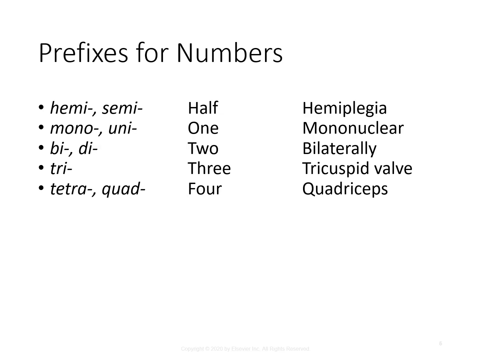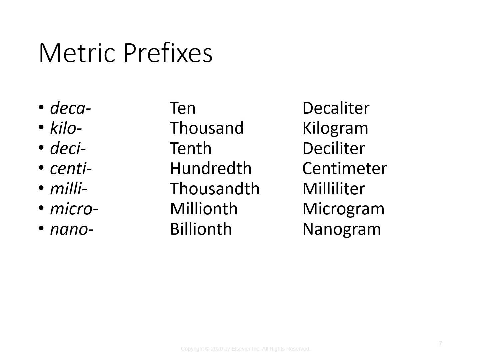And you can have prefixes as a number. So you can have tri, which means 3, as in tricuspid valve. Metric prefixes, you can also have those at the beginning. So deca means 10, so a decaliter. So make sure you know these as they are important sometimes. Kilo, 1,000, so a kilogram.